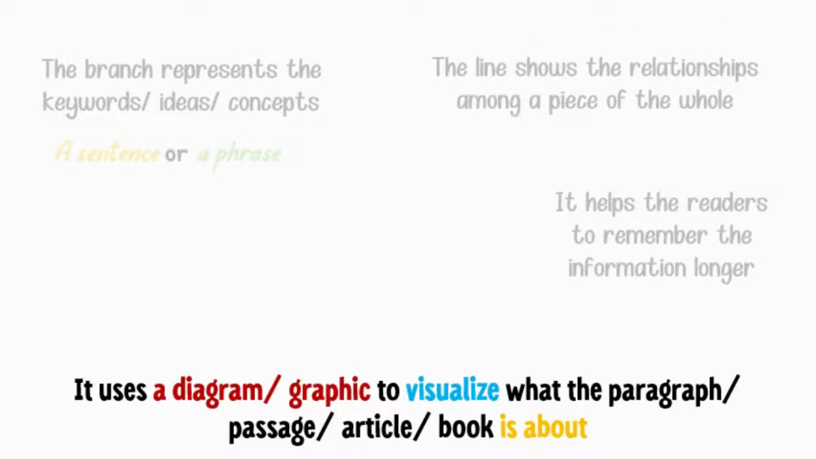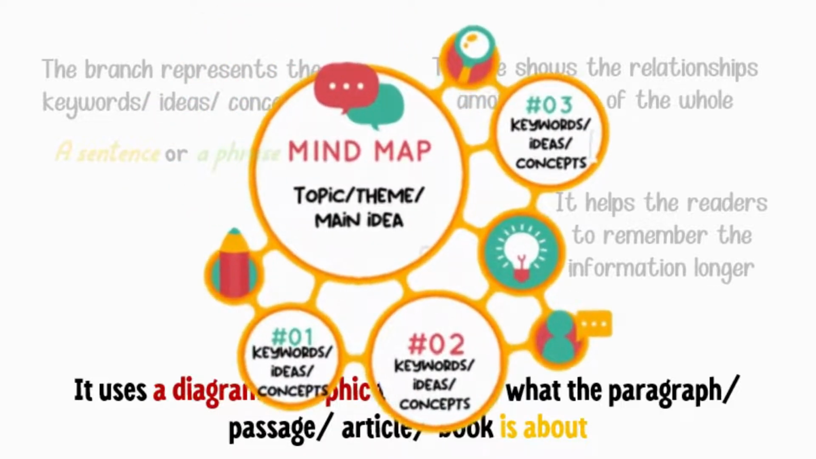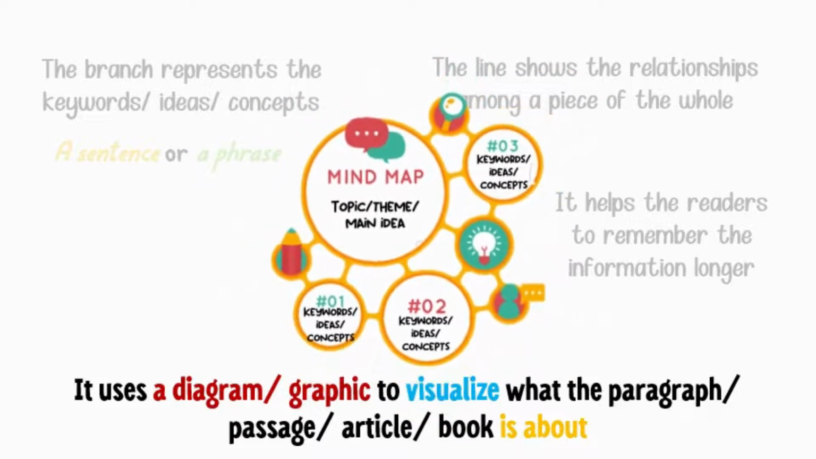Okay, let's see the examples of mind mapping. So this is an example of mind mapping, the shape or the form of mind mapping. You can see here that in the center is the main idea, and then it has branches. So here there are 3 branches, and each branch is connected with lines to show their relationship.